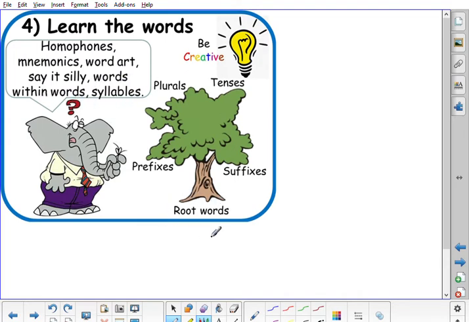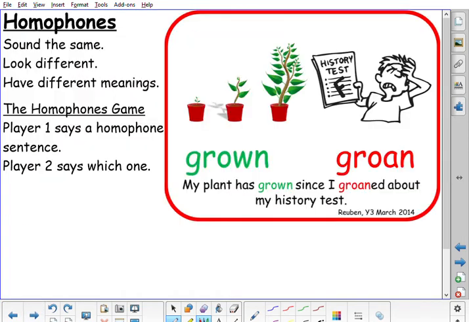You might see a word tree where you've got a root word, you can add a suffix, a prefix, you can make a plural, or you can change the tense. Let's have a look at some examples that have already been done. Here's a homophone. Homophones sound the same, look different and have different meanings.